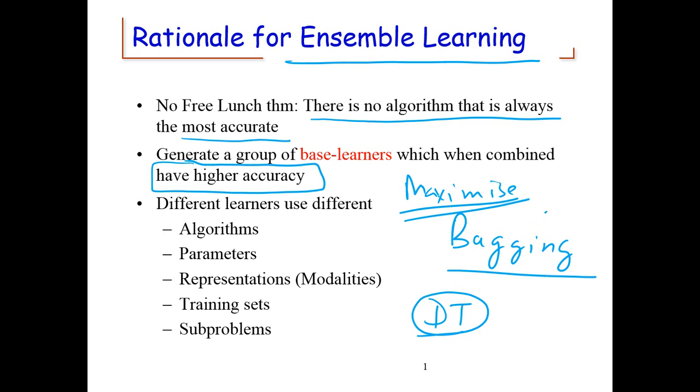And for the learning algorithms, you have many things to consider. Different learning algorithms use different algorithms, different parameters, representation, training set, and subproblems. So depending on these factors, you choose the best learning algorithm for a given data.